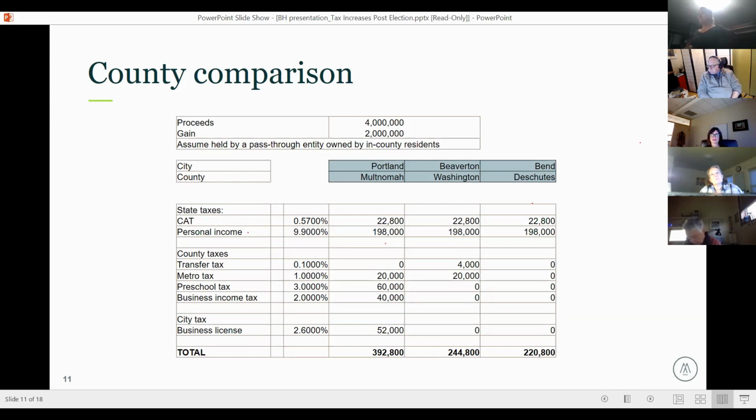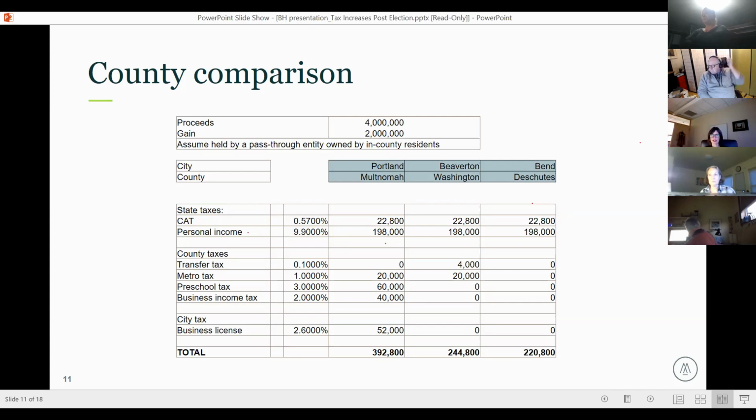At the county and city level, though, we have some very different results. Washington County currently has a transfer tax of 1%. The Metro Supportive Housing Services tax will be 1% of the gain. This is assuming that this entity does have at least $5 million in receipts.